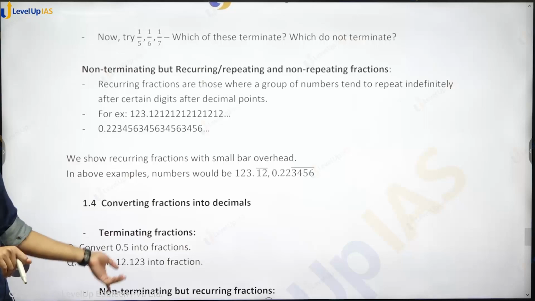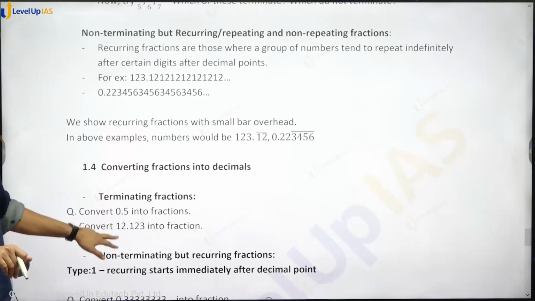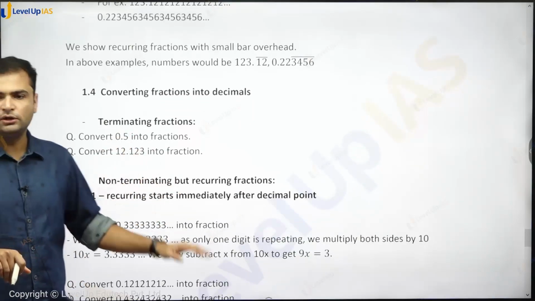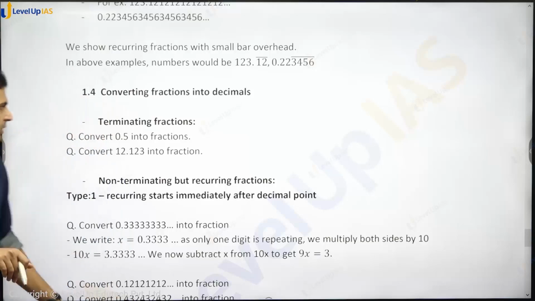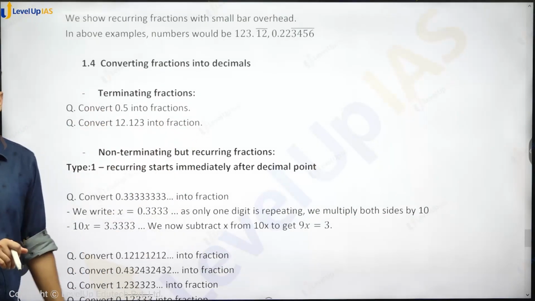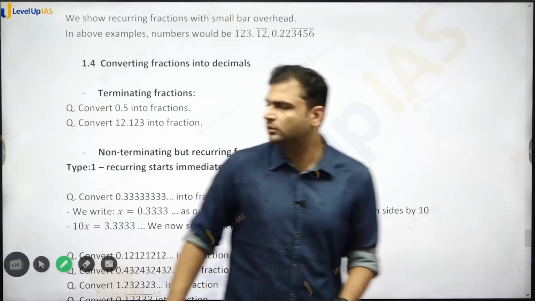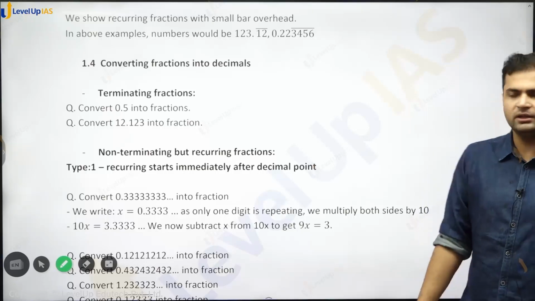And now our next target was to convert this fraction into decimals and decimals into fractions. That was our target. Converting terminating decimals into fractions was very easy because you can simply multiply by the relevant power of 10 and get the fraction.